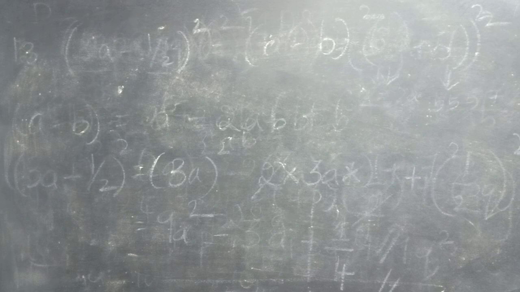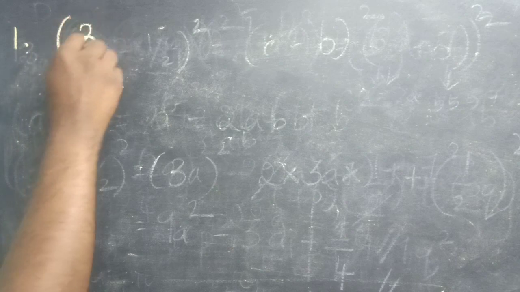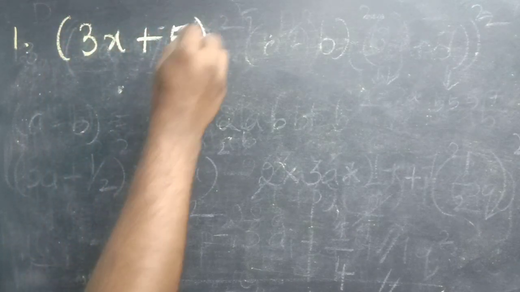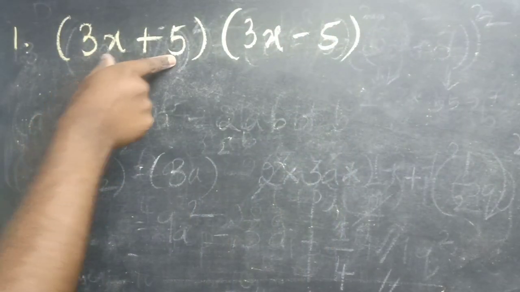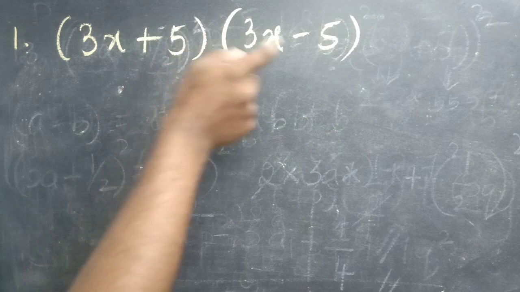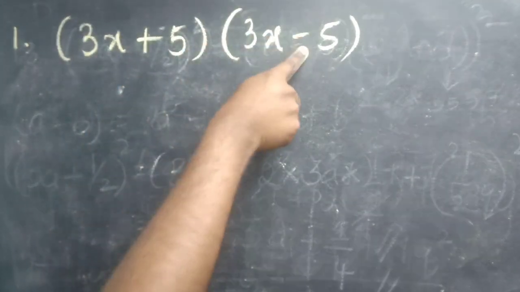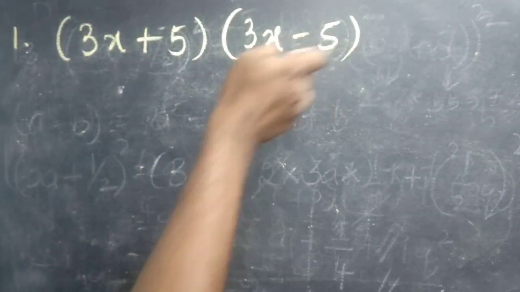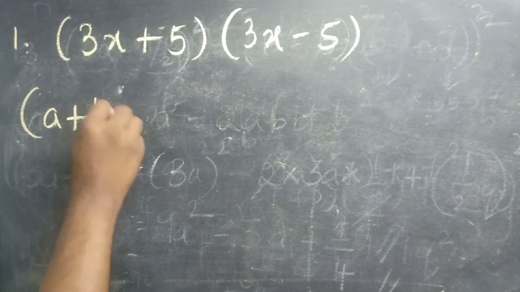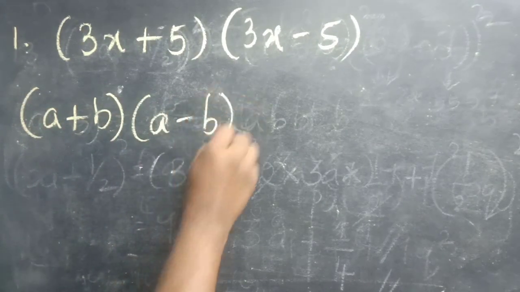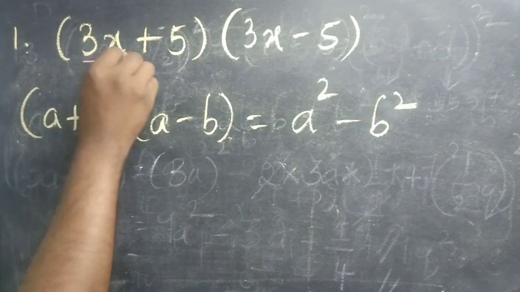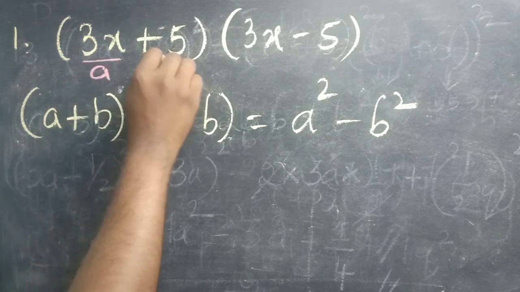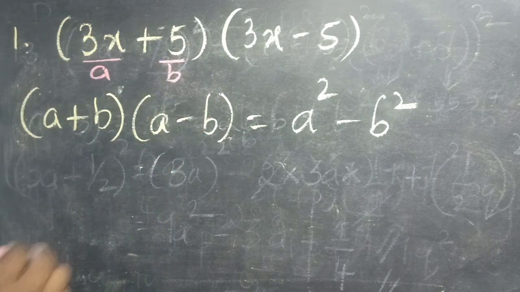Students, now we try to solve few questions based on identity 3. That is 3x plus 5 into 3x minus 5, which is of the form a plus b, a minus b. Only there is change in the sign, plus and minus. A plus b, a minus b. That is a plus b into a minus b is what? A square minus b square. In the place of a, I have 3x. In the place of b, I have 5.